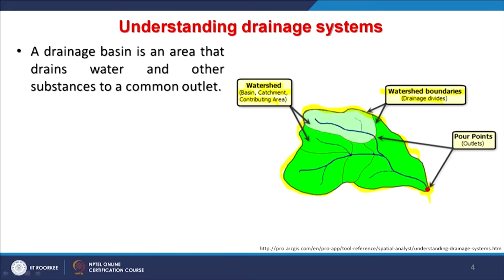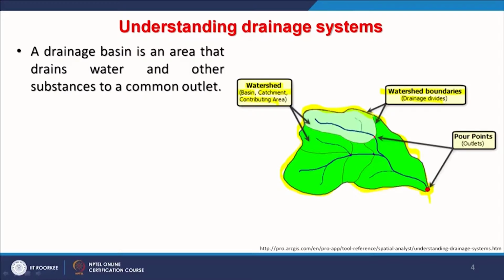There may be some loss of water into the atmosphere through evapotranspiration, or some loss of water into the subsurface through groundwater. So, if we exclude those, whatever is surface runoff which will occur has to come out from this outlet. Now, within a watershed we can also have sub watersheds, like here it is shown in a light green color. So, each drainage line or stream can have its own watershed.